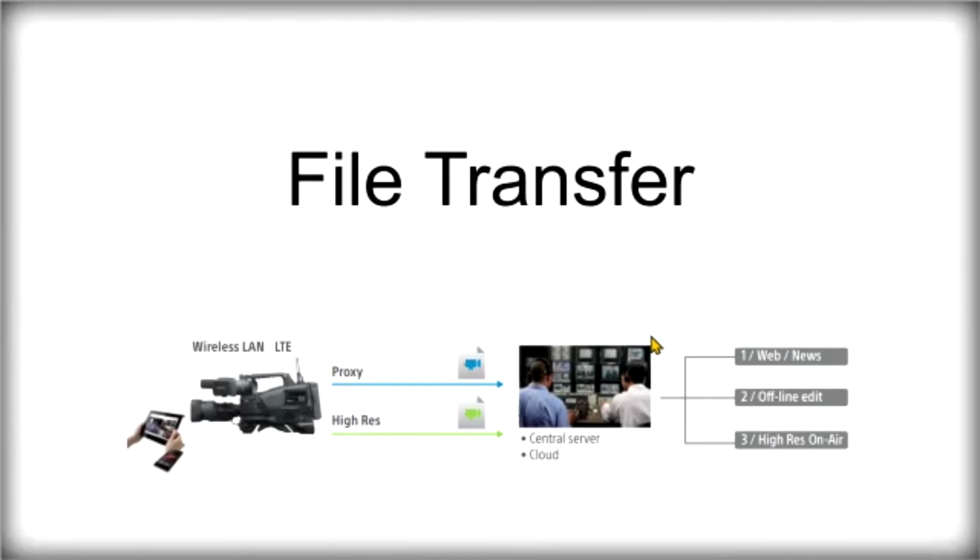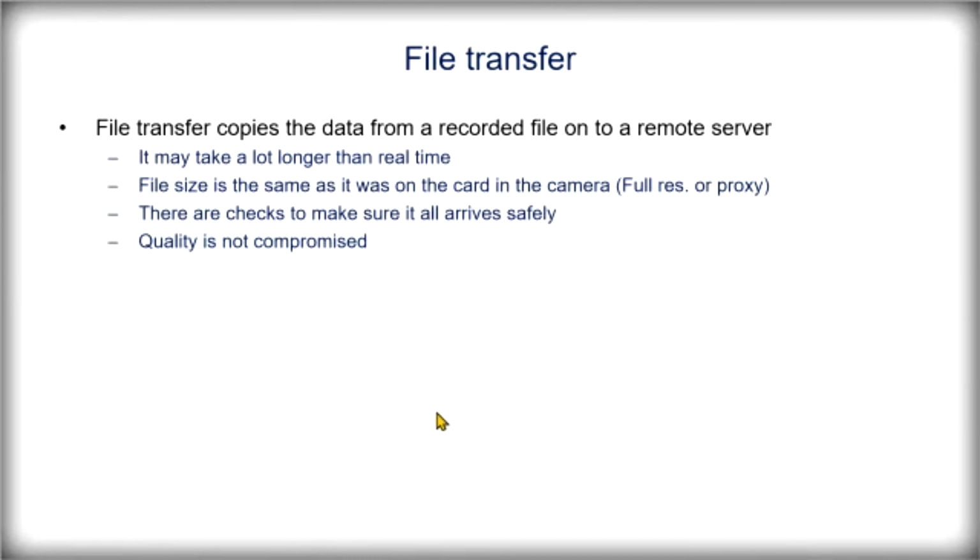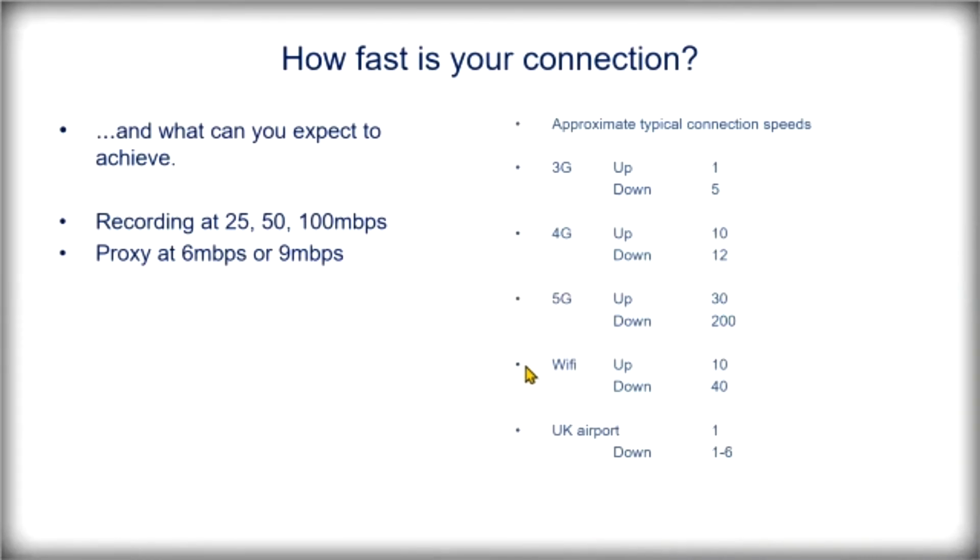So the final application, I need to hurry along here, I'm running out of time, is file transfer. And basically you can connect to a remote server in the cloud, or at the headquarters of your news organization, whatever it may be. So you set up a server somewhere remotely, and your proxy and high resolution files can be uploaded to that server. As I said before, it takes longer than real time. And just going back to what we discussed yesterday about bandwidth connections, if you've got a decent home Wi-Fi system like I'm using here, my upload speed is about 10 megabits per second or something, which means if I'm recording material at 50 megabits per second, it's going to take me 5 times real time to upload.